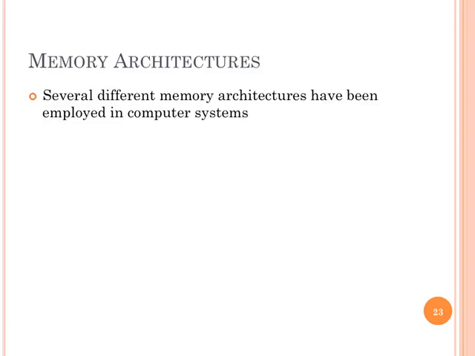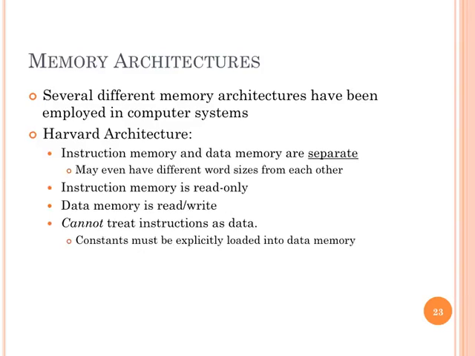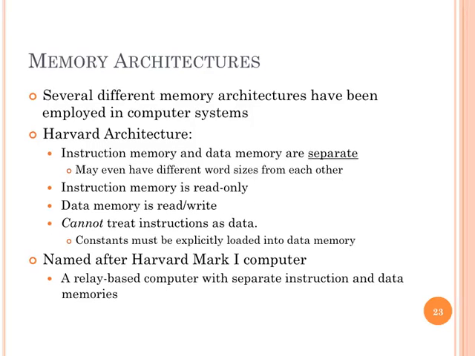So it turns out that there's a number of different ways that you can construct computers and how you can lay out the memories in these computers and how the memories are utilized. The one that we've been looking at just now is called the Harvard architecture. I should actually tell you why it's called the Harvard architecture first. It's named after the first computer that was designed that actually followed this memory architecture. The Harvard Mark I, which used relays for all its computations.